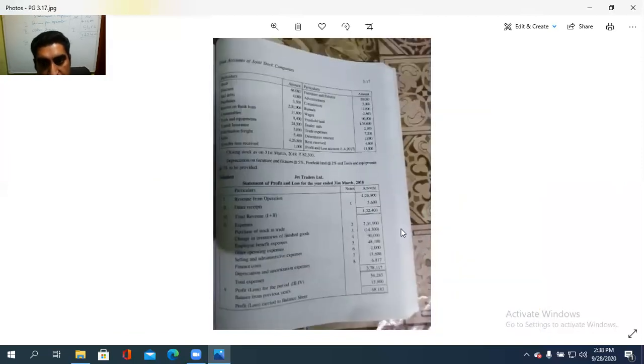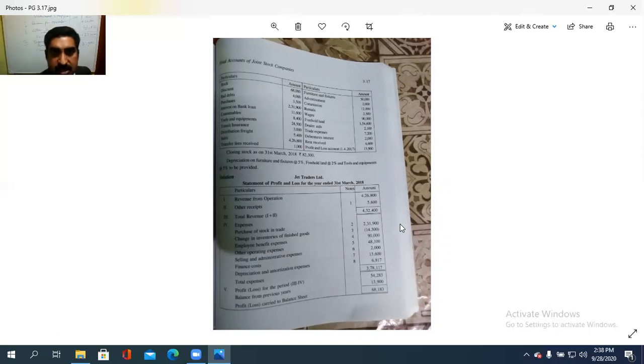231,900, that is to be added up and put here. Then the next item, change in the inventory. Another opening stock, closing stock. So the difference, change in the inventory adjusted, isn't it?